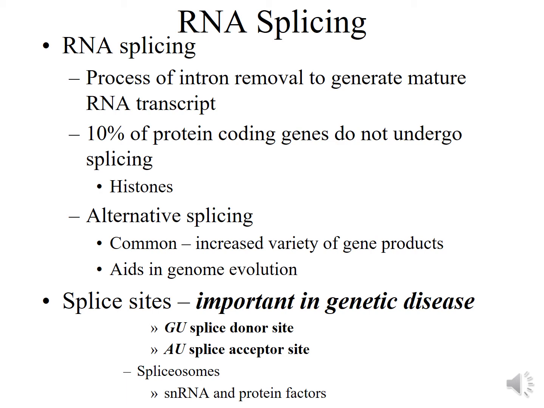There are certain types of sequences. GU, for example, is characteristic of a splice donor site, and AG is a splice acceptor site. If we're thinking about the concept of splicing in and then splicing out, how does splicing take place? Splicing takes place in part through groups of protein and RNA factors called spliceosomes. And so the spliceosomes actually carry out the process of RNA splicing.